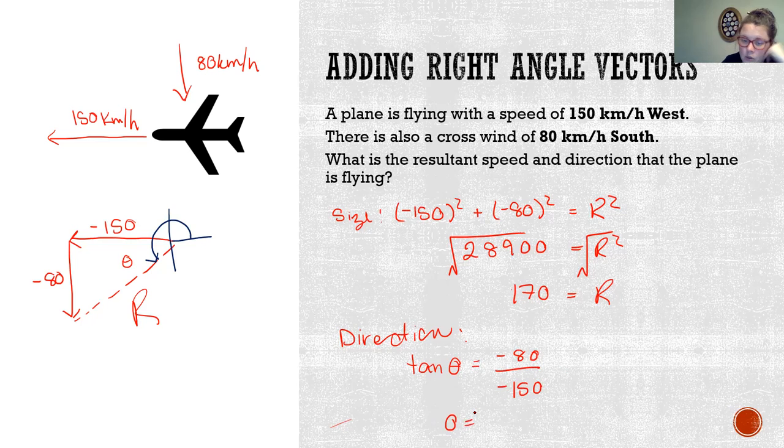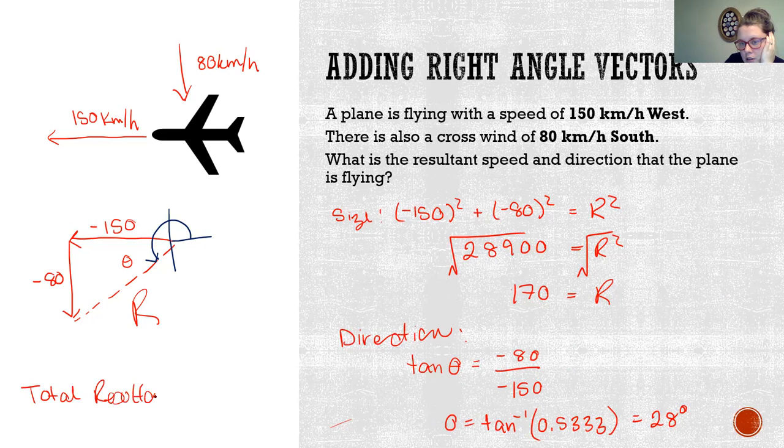So our angle is equal to, keep some extra decimals if you're calculating this middle step, which is equal to 28 degrees. So the total resultant, that's a resultant speed. The resultant speed is equal to 170 kilometers per hour.